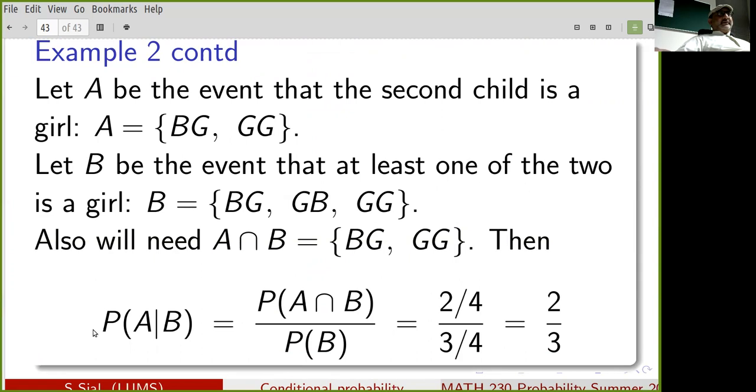If you're doing probability of A given B, that's what we're being asked for, then we need the probability of A intersection B. A intersection B is boy girl, girl girl. Then the probability of A intersection B is 2 elements out of 4 equally likely elements, so 2 out of 4. And the probability of B is 3 out of 4. So then the result is 2 out of 4 divided by 3 out of 4, which is 2 out of 3.